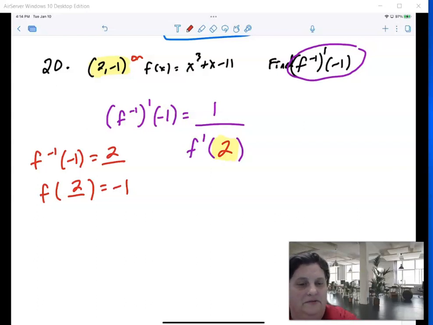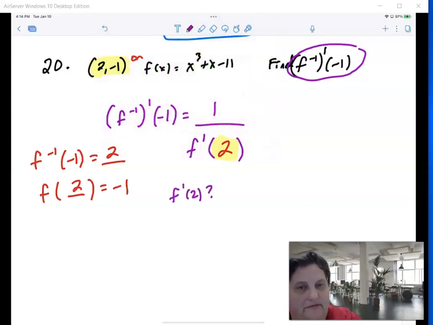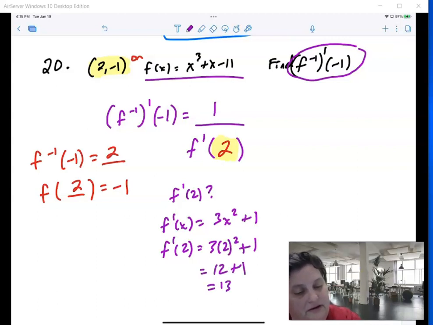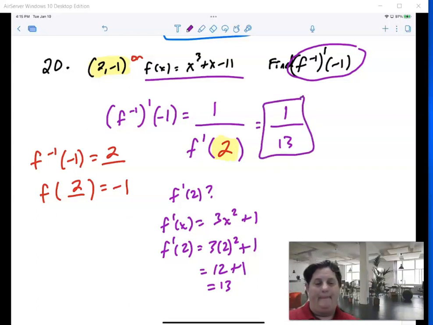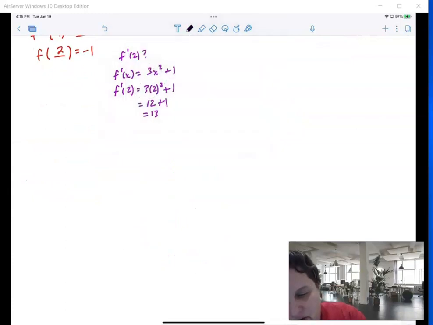So to solve this problem, all I have to do is figure out what f prime of 2 is. I have f of x, so f prime of x is 3x squared plus 1. Therefore, f prime of 2 is 3 times 2 squared plus 1. 3 times 4 is 12, plus 1 is 13. So f prime of 2 is 13, but remember that means my answer is 1 over 13. So it's the same process every single time with these inverse derivative problems. Alright, let's look at 21.